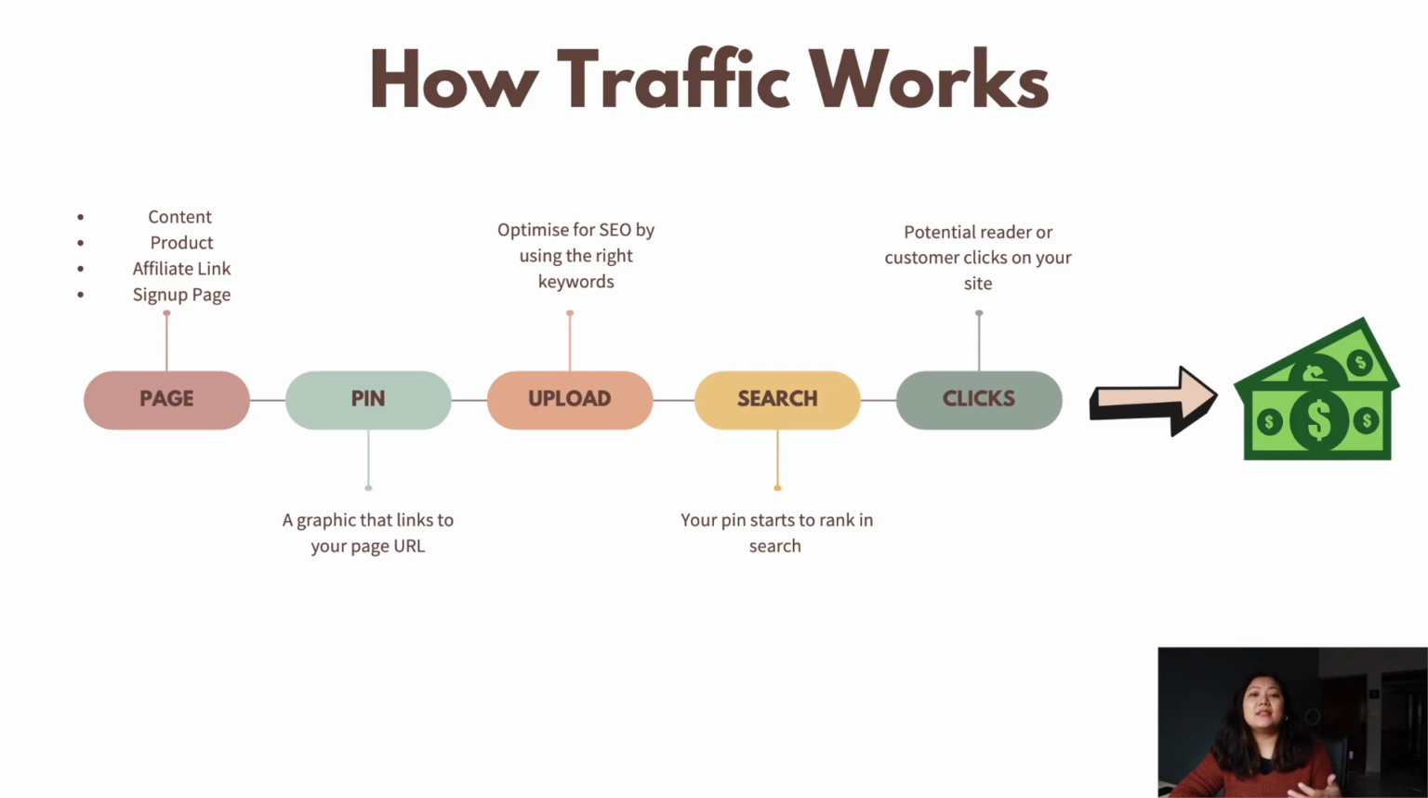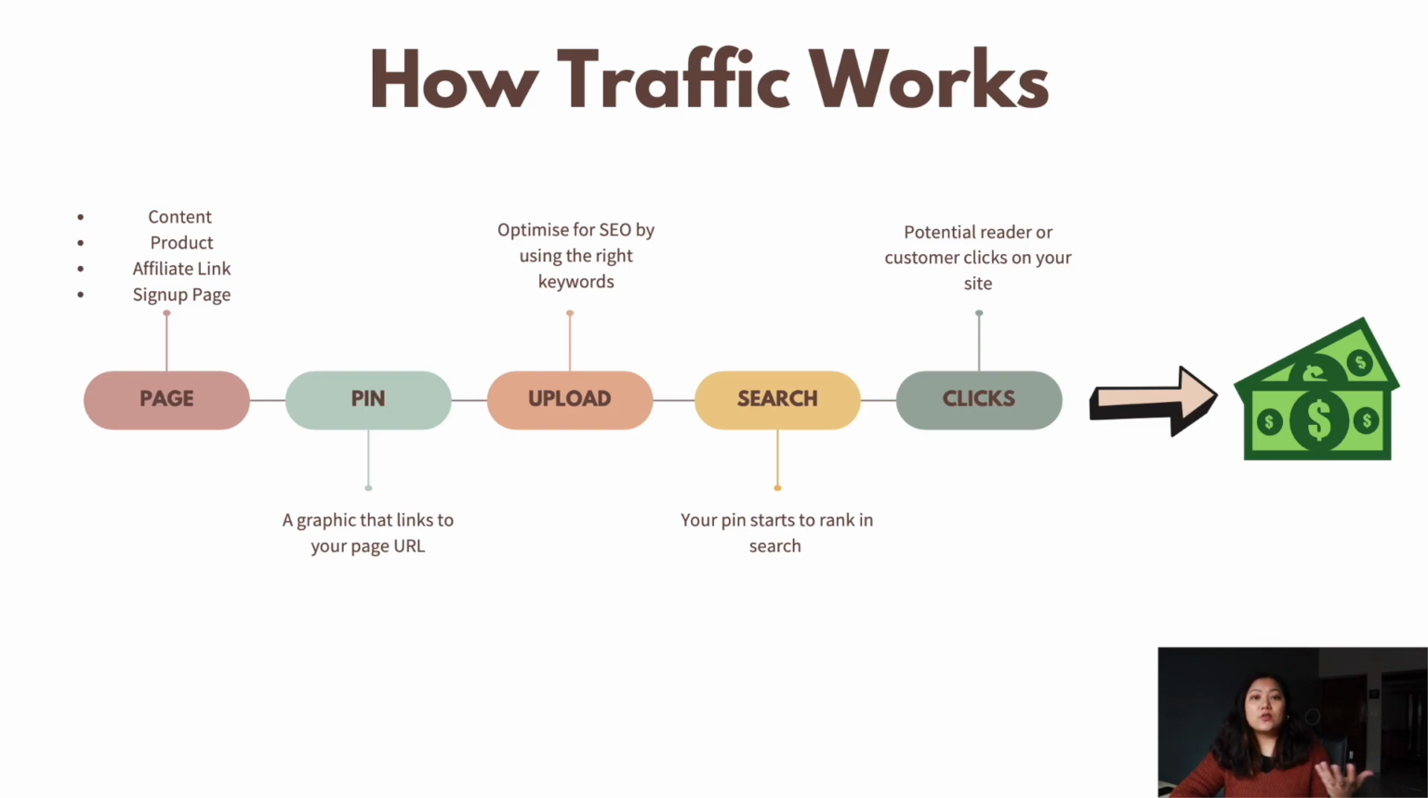Now, this depends exactly on what you're trying to create and promote. So the type of pin that you create is going to depend on the aim that you have with that pin. And the next step is going to be uploading that pin on Pinterest. This is where you're going to be optimizing for SEO, which we spoke about in the previous steps, using the right keywords. And once you have done that, your pin over time is going to start showing up on the Pinterest search feed, which is how pinners, or users on Pinterest, actually find your products and ideas and content.